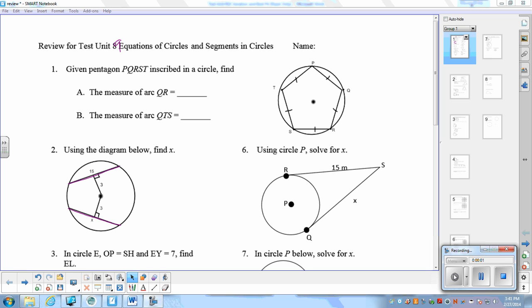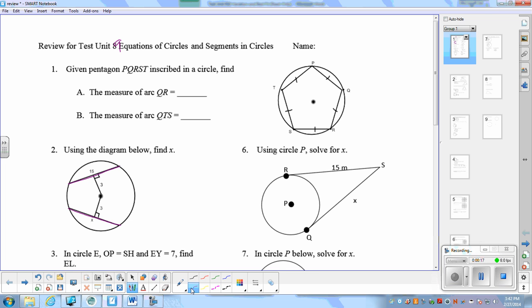All right, so we're in the Unit 9 review. Make sure you have it out if you're watching this video because we're going to work through it. Number 1, given Pentagon PQRST inscribed in a circle, find the measure of arc QR.